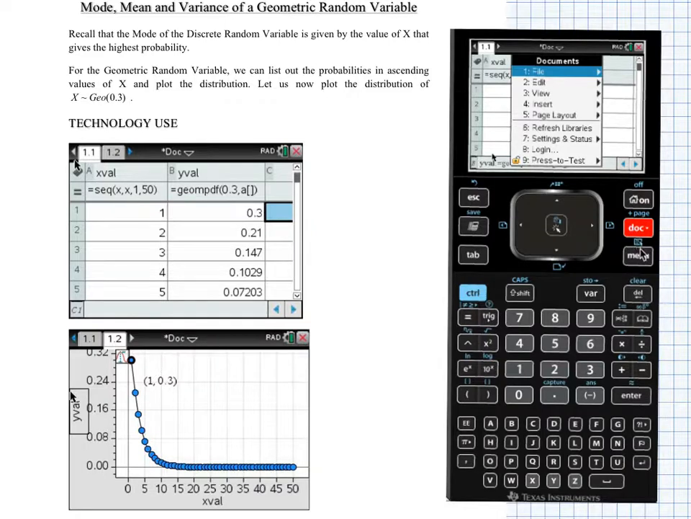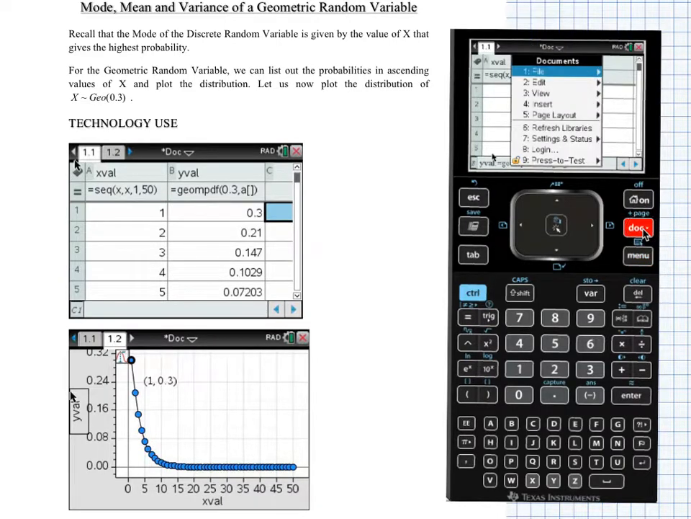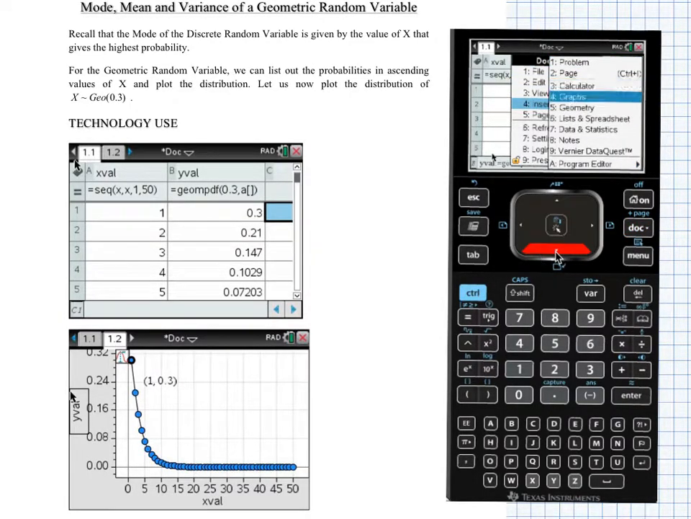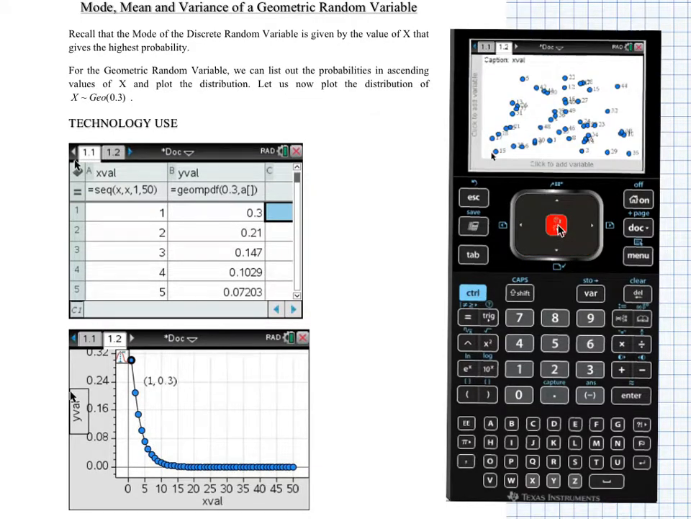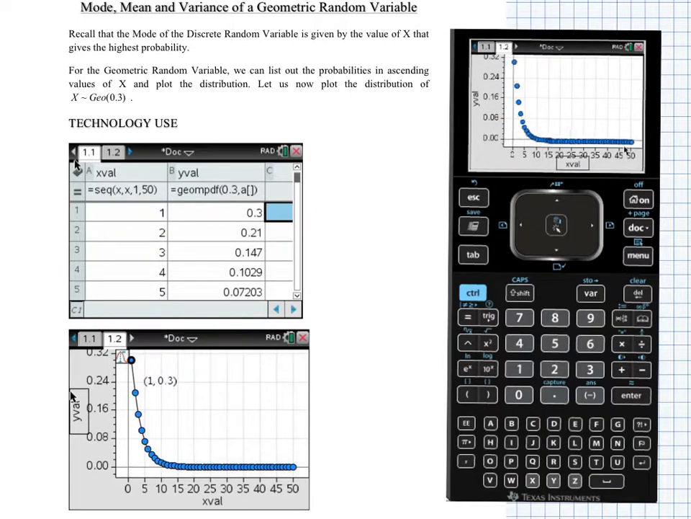What we want to do now is to insert another document which is essentially a scatter plot of the data. So we will ask for data and statistics. You see a lot of random numbers there. What we do is to arrange them. So for the y-axis you choose yval, and for the x-axis you choose xval. And then you see the geometric distribution, and probably you can guess now where it gets its name from.